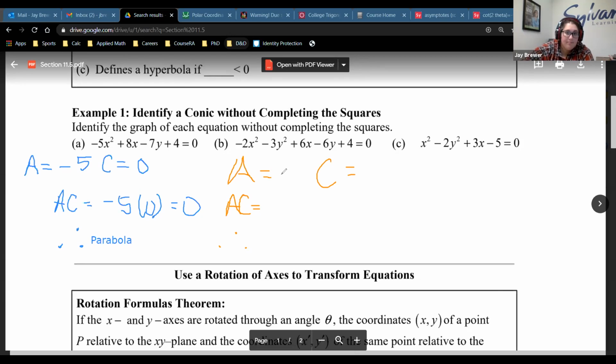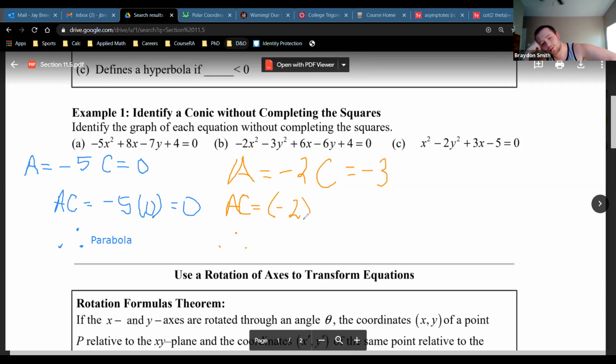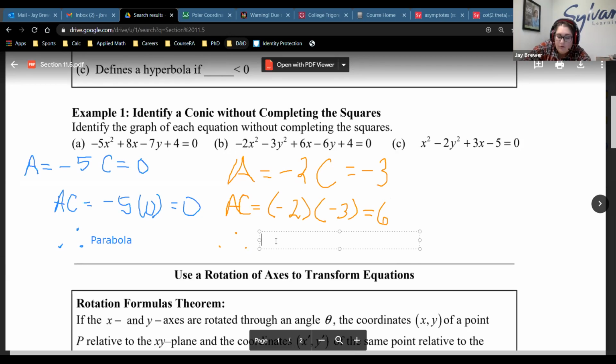And then wouldn't C be -3? So then you'd be multiplying -3 by -2, and that'd be +6. Excellent. And if we have a positive, then what's our classification going to be? If it's greater than 0.